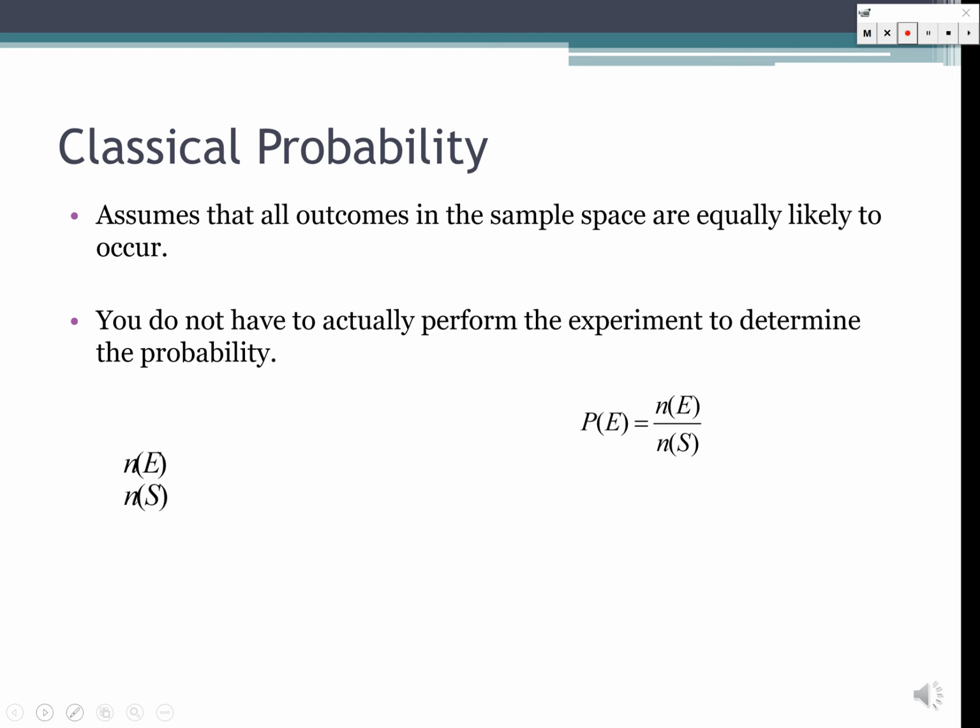The big key with classical probability, also known as theoretical probability, is that it's in theory. I don't actually flip the coin. I don't actually roll the die. In theory, here's what should happen based on the information in my sample space. You don't actually do the experiment, you just go based on your sample space. In theory, here's what should happen when I flip a coin, or roll a die, or draw a card out of the deck.